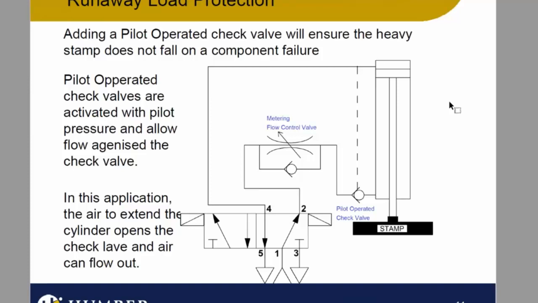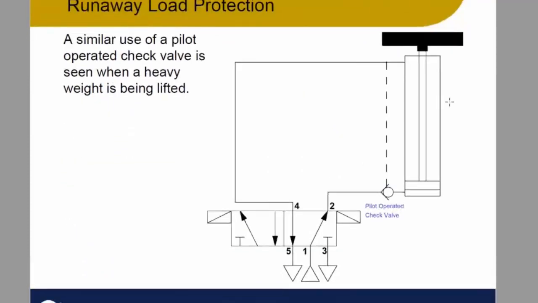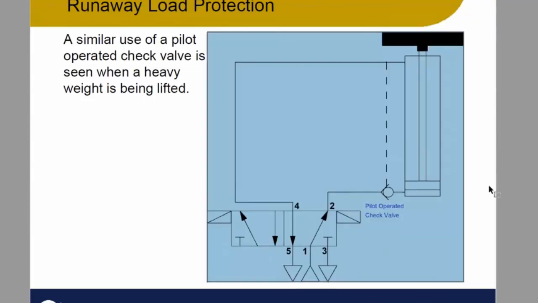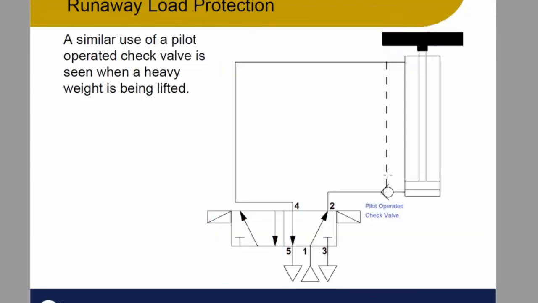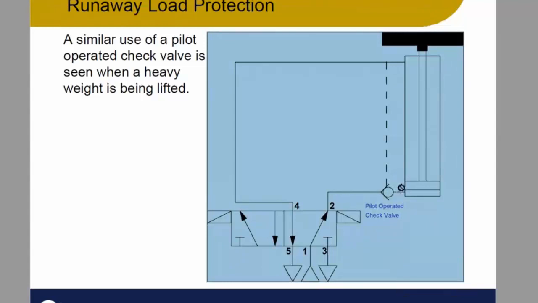I mean, fail-safe design is all over the place. One of them is runaway loads. It's another example of a runaway load. This is the same kind of thing. If this, whatever that heavy thing is, if it's being lifted up and for some reason this DCV failed or the line failed, what would happen is this check valve is not only just out here, it's actually attached right into the cylinder. It's actually screwed into the cylinder.